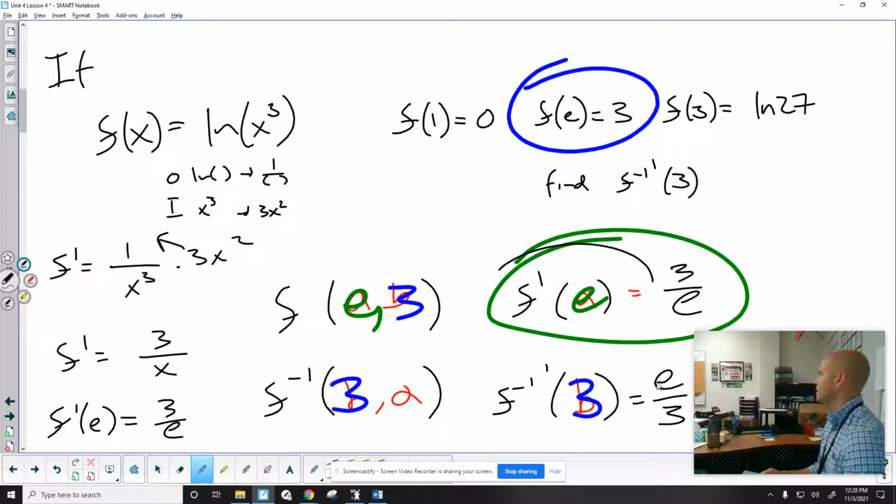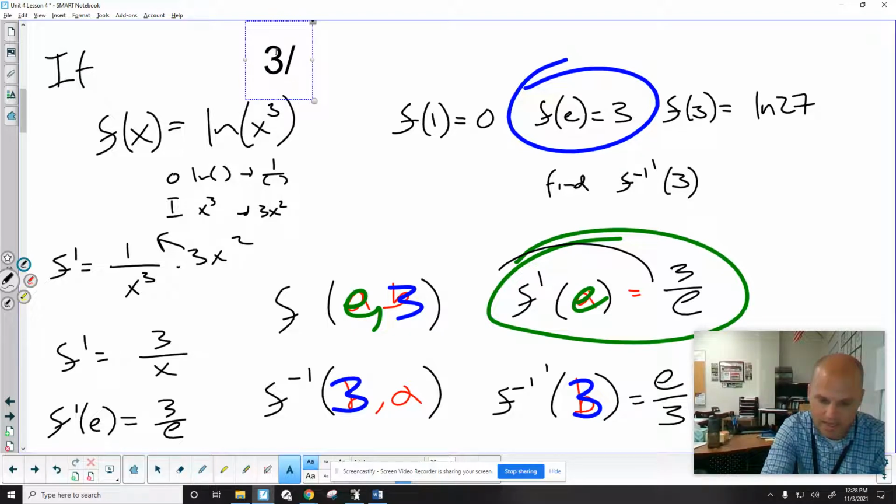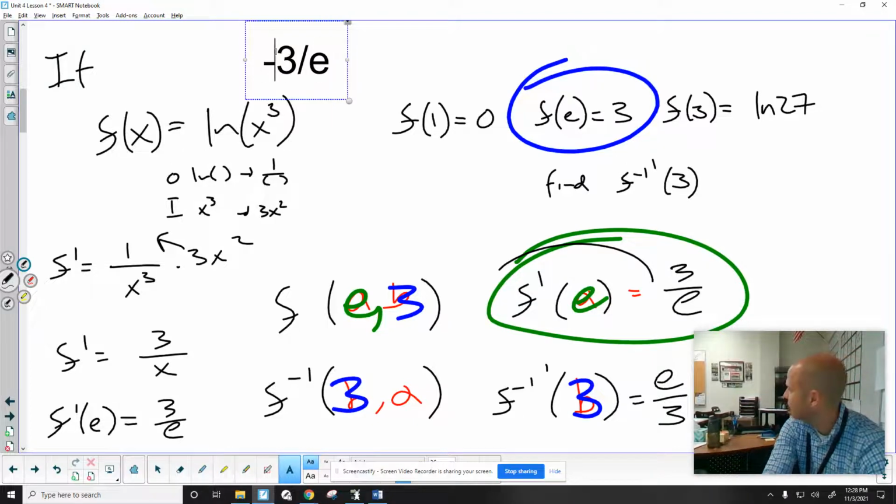E over 3. On your quiz today, if you have a fraction, like if you had to type in this answer and there's some fill in the blank questions, you have to type in e divided by 3. Like that. You guys cool with that? Yes. And if it's negative, you put the negative in front. Okay? Yeah.